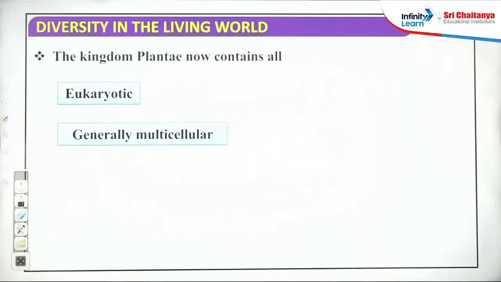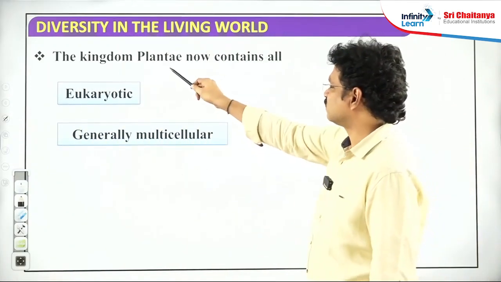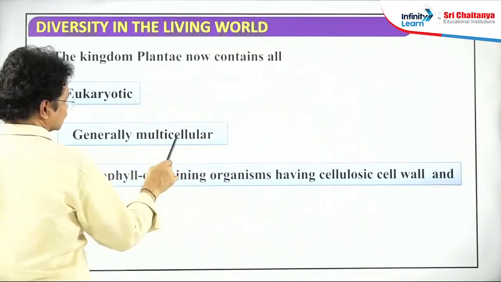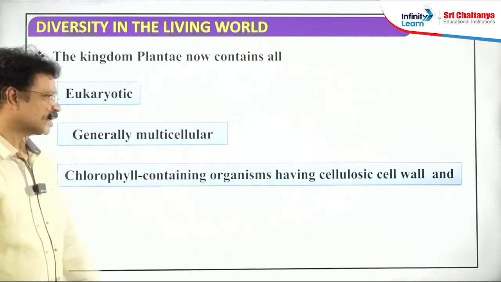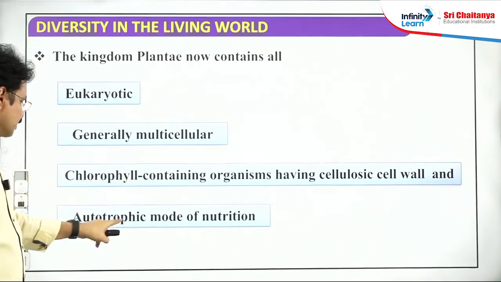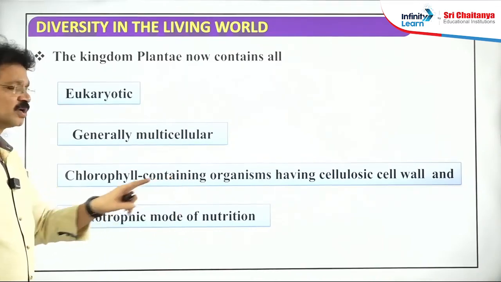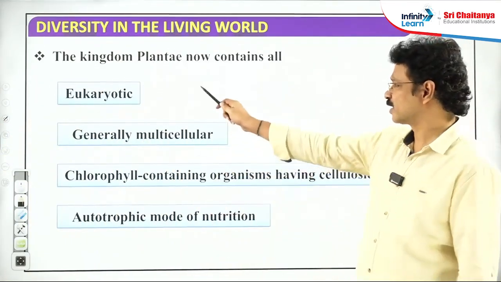Now, note down, these points are very important. Try to note down the commonest features of all the members of the plant kingdom. One is the eukaryotic nature. Second, multicellular. Third, presence of chlorophyll and cellulosic cell walls. And one more point, due to the presence of chlorophyll pigment, it is automatically photosynthetic, so the autotrophic mode of nutrition is there. These four features are found in every member of the plant kingdom.